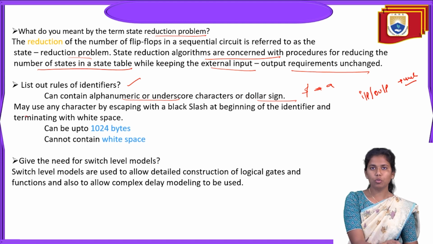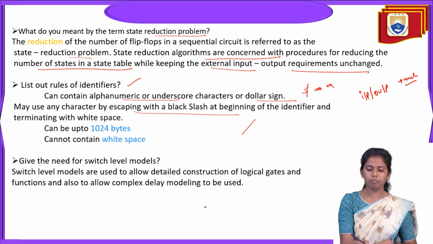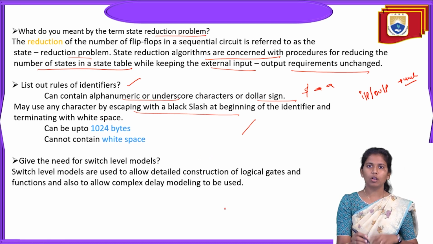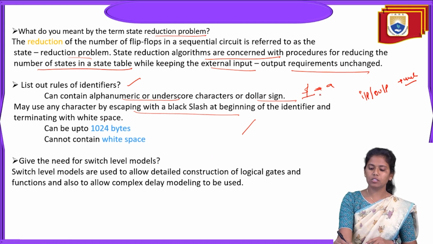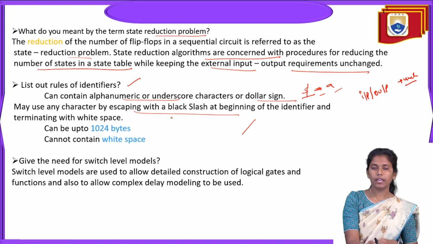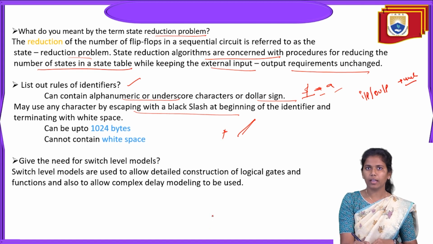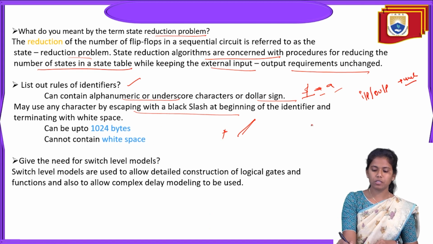Then you may use any character by escaping with a backslash at the beginning of the identifier and terminating with white space. So here, one of the rules is that it could be an underscore, a dollar, or alphanumeric. And the second one is that it must have a backslash at the beginning of the statement, and then also the white space. We know the white space.